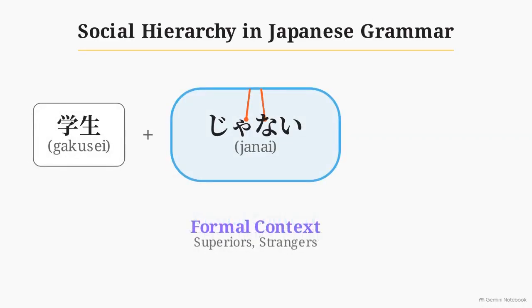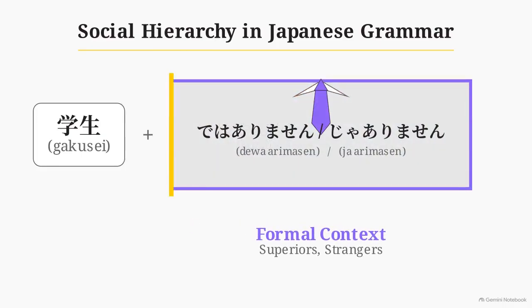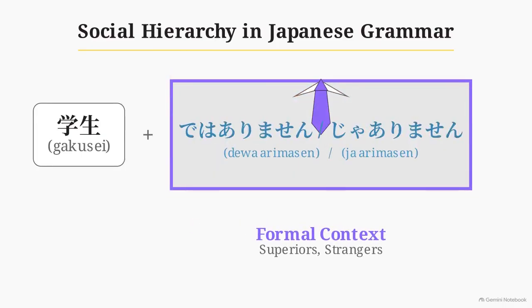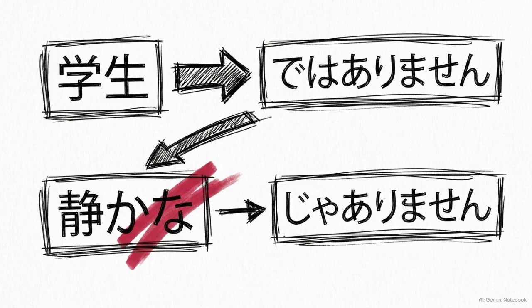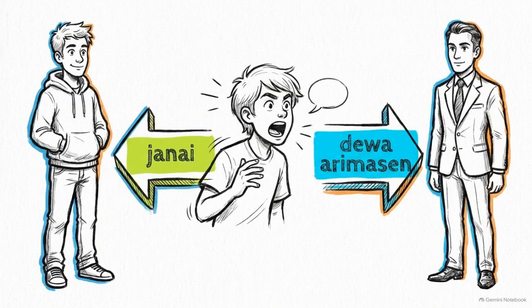To speak to a superior, you swap the casual Janai hoodie for the formal business suit of de wa arimasen or ja arimasen. The mechanics of the words remain the same. You still attach it to nouns and drop the na from na-adjectives. You are simply changing the ending to show respect. Choosing between Janai and de wa arimasen is just as important as the words themselves. It actively defines the social distance between you and the listener.